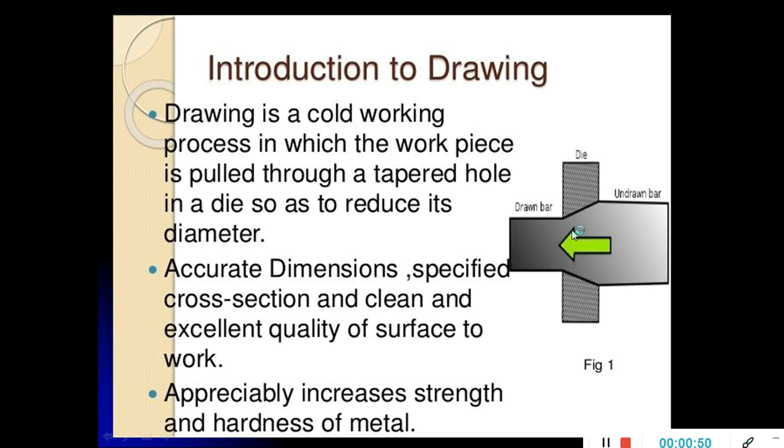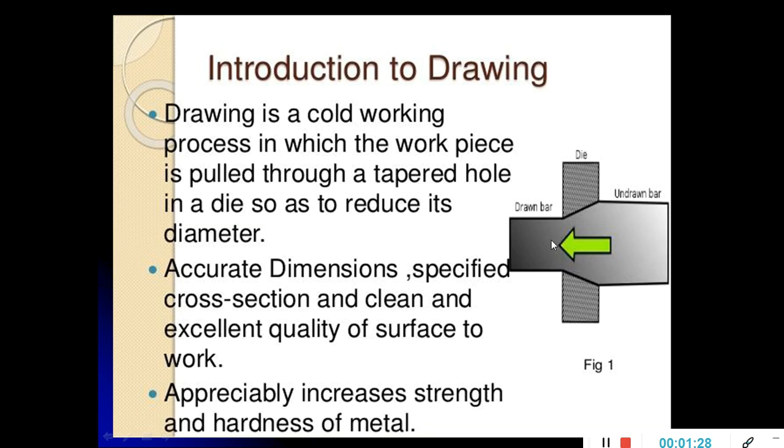So here with the sketch I'll explain. See here, this is the undrawn bar, the original diameter of the workpiece, and this is the die, right? So this area is known as the tapered hole in a die. Whenever the undrawn bar, that is the initial diameter of the workpiece, is forced through the tapered hole of a die, with plastic deformation the bar reduces its diameter with the application of force, and the drawn bar is taken out from the other end.